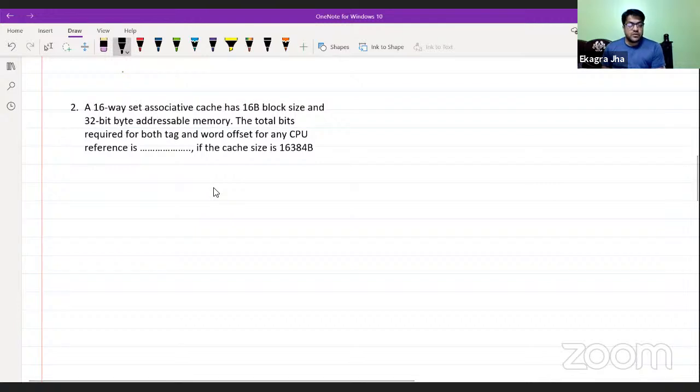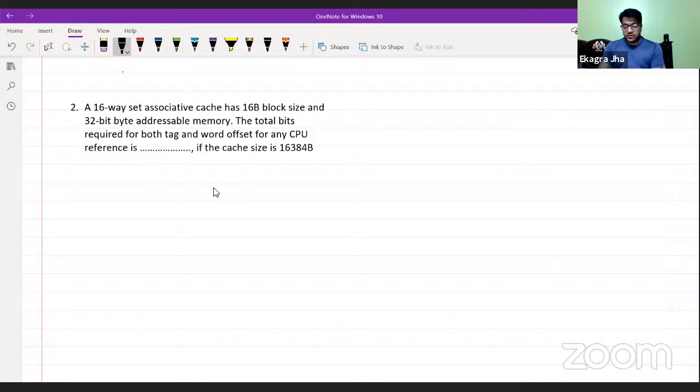So, about the second question, a 16-way set associative cache has 16 bytes of block size and 32 byte addressable memory. So it is already given the addressing format, which is basically the byte addressable memory. The total bits required for both tag and word offset for any CPU reference, we need to find out if the cache is of size 16,384 bytes.